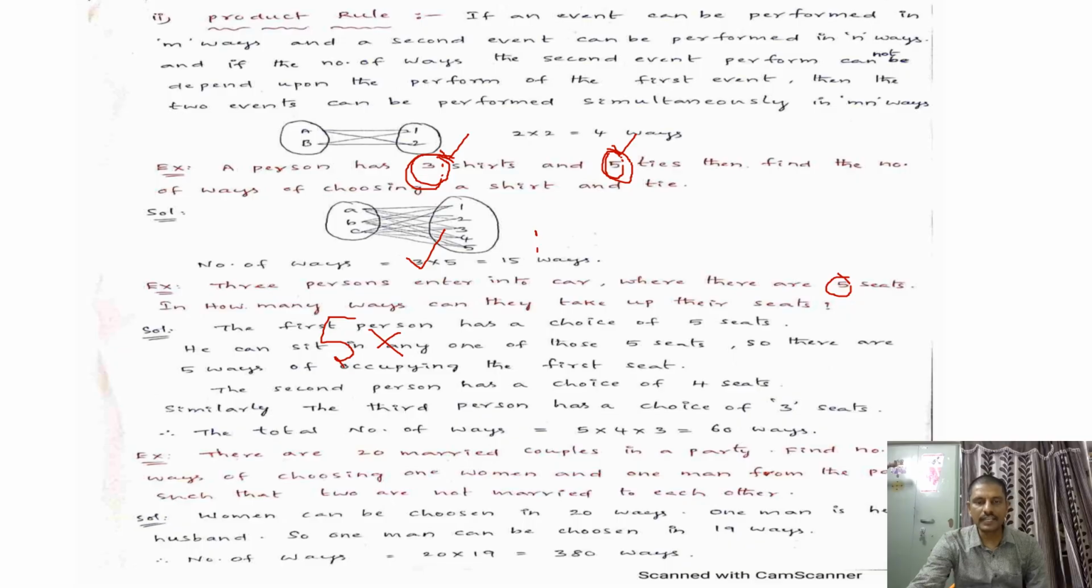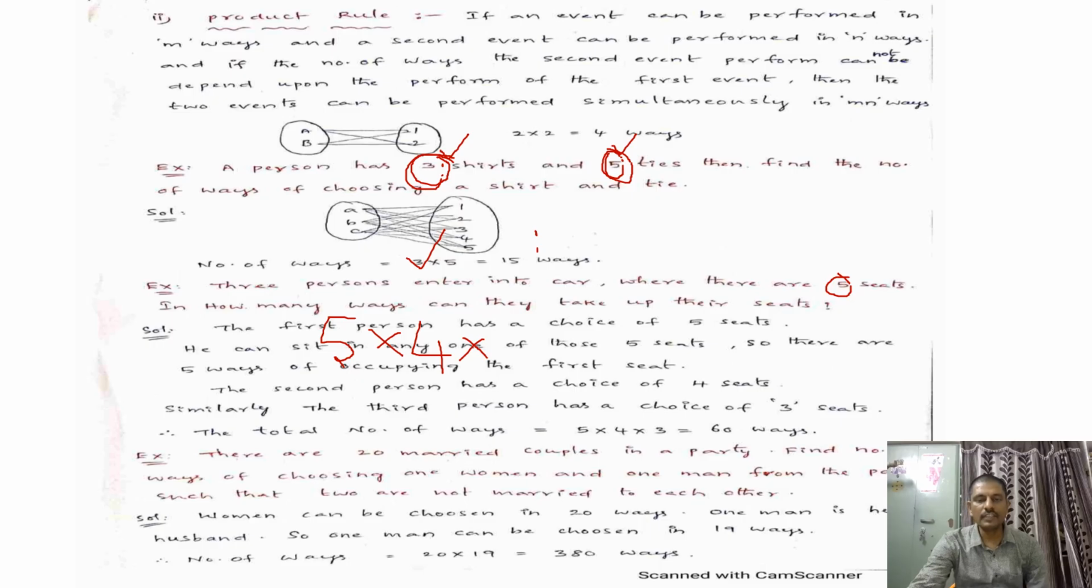If the second person enters the car, then in how many ways can he choose the seat? Only 4 ways, because already one person has occupied a seat. So 4 ways. That means the first work can be done in 5 ways, the second work can be done in 4 ways. Now 2 seats are already occupied, one person is remaining.